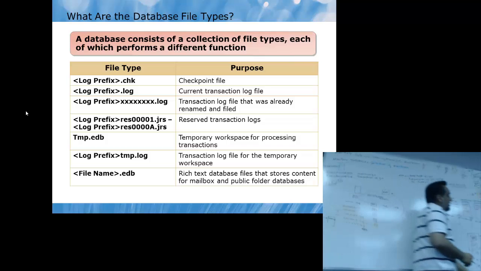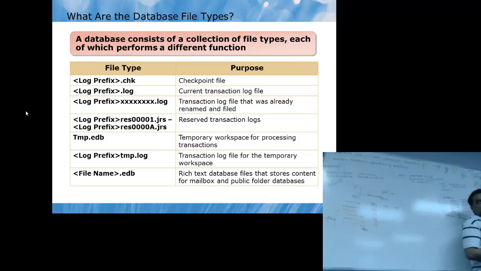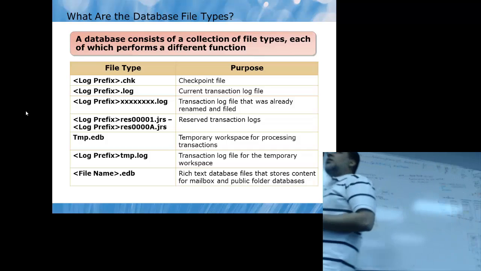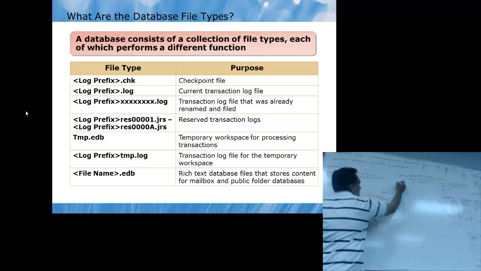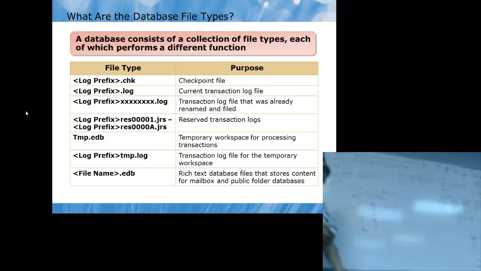And then other than these, there are these two files. These are called reserved files. These are reserved transaction log files, JRS. Guys, nowadays, there is no use for these two files. There are two JRS files. JRS files are used when Exchange crashes. In those few moments, whatever is in the memory is dumped to these two files.